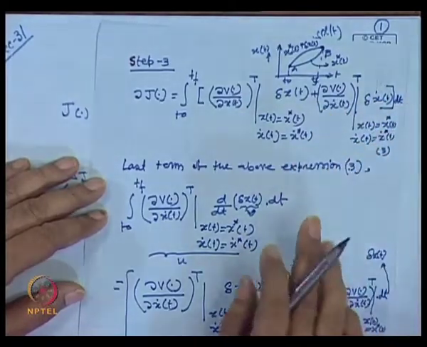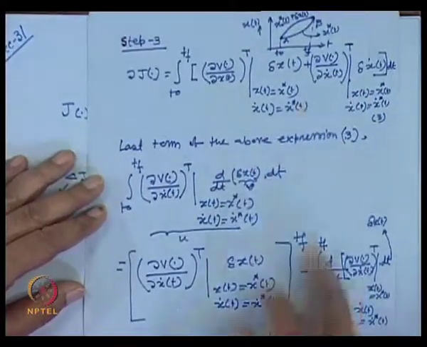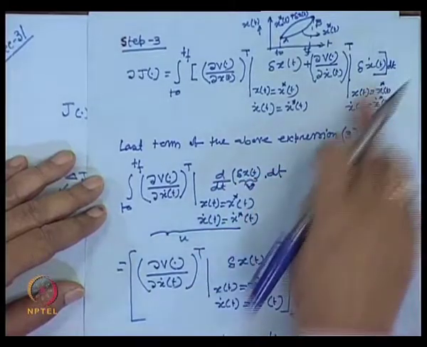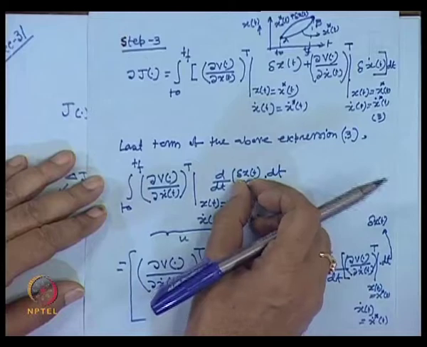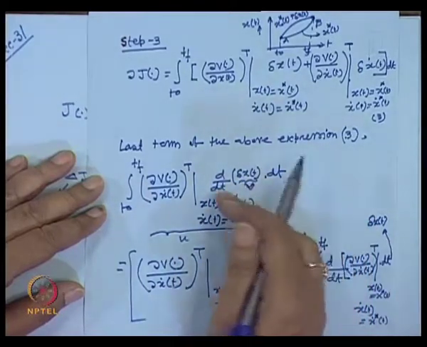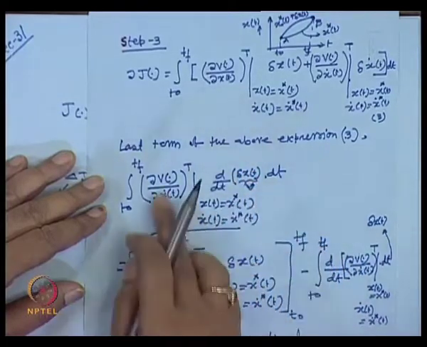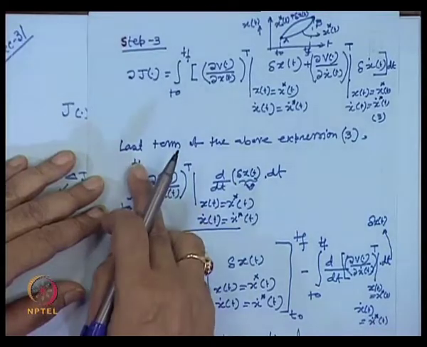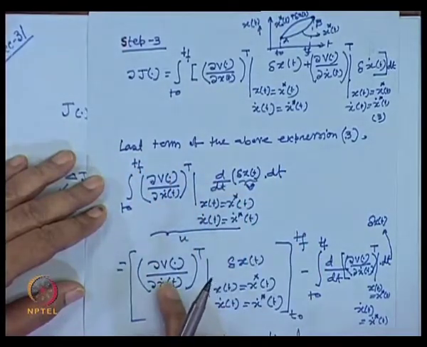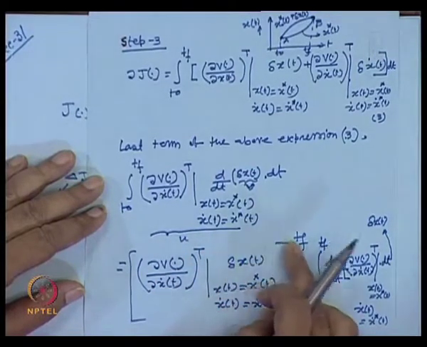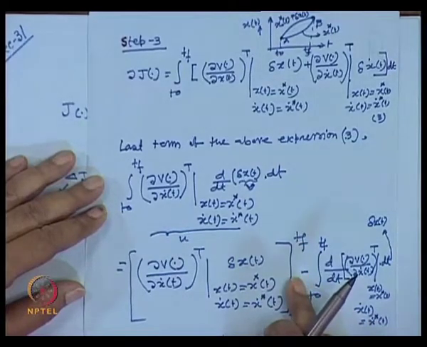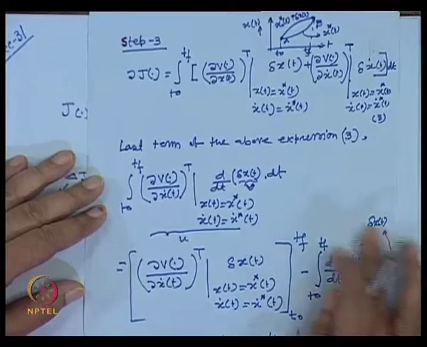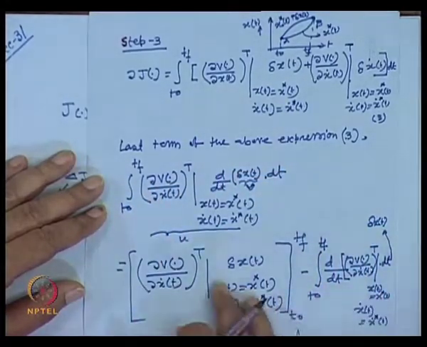The second term, yesterday we showed how to simplify. Instead of delta x dot of t, by definition, we write d by dt of delta x of t into dt. Considering this as u dv, where the whole quantity is known and constant, the integration of u dv from t0 to tf is u v between the limits t0 and tf, minus the integral of v du. So this term we can express as a sum of two terms.